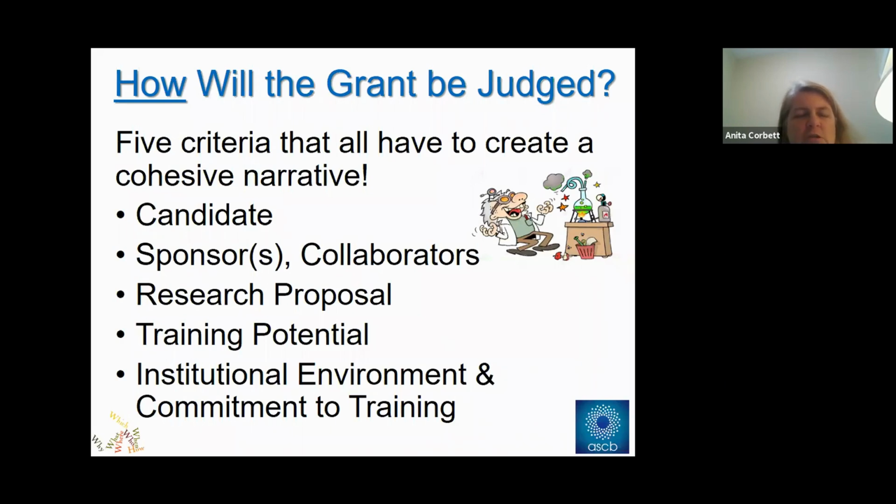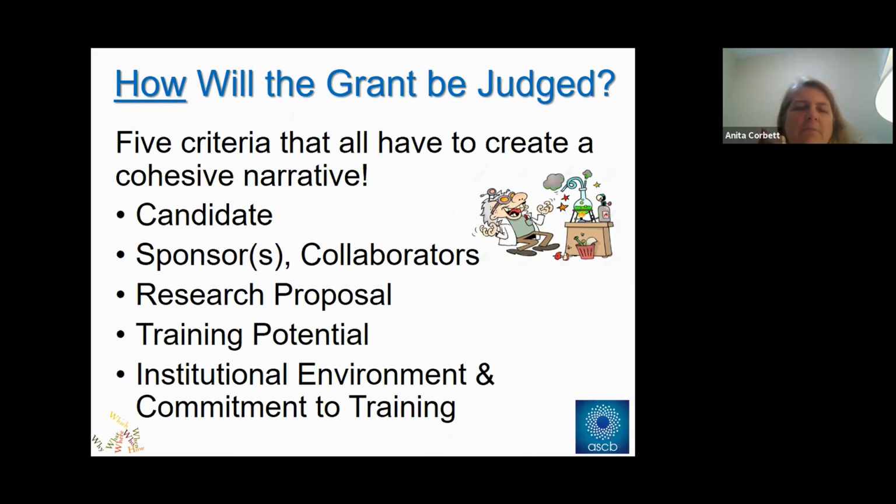Other things that are going to be judged that we probably don't think about nearly as much are the training potential. So what are you going to learn during this period of your training that's going to be critical to set you up to move to the next stage in your career trajectory? And then, in addition, the institutional environment and commitment to training is also judged. If you think about that, a lot of these things come down to this training potential or training aspect of the proposal. Are you a good candidate? Do you have the potential to be trained?